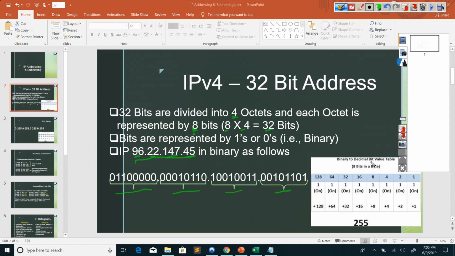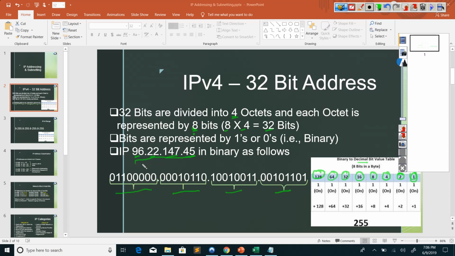If you see this binary to decimal bit value table, every bit has a value. For example, 2 to the power of 0 is 1, 2 to the power of 1 is 2, 2 to the power of 2 is 4, 2 to the power of 3 is 8, 2 to the power of 4 is 16, 2 to the power of 5 is 32, 2 to the power of 6 is 64, and 2 to the power of 7 is 128. So every bit has a value. If it is on, then that value has to be taken into account.